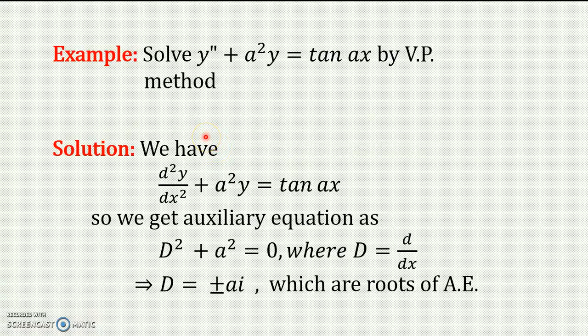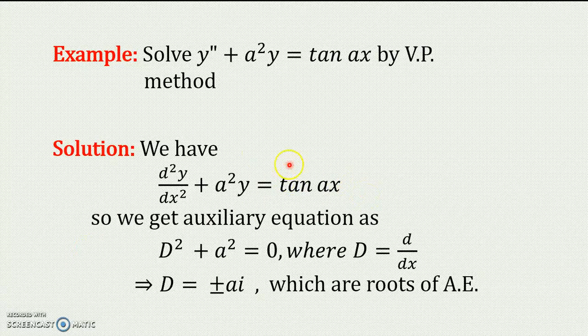In the next slide, we see one example on a second order linear differential equation. The example is: solve y double dash plus a square y is equal to tan ax by using the VP method. We have to write down the given equation as it is. y double dash is the second derivative of y with respect to x. Here y is the dependent variable and x is the independent variable, plus a square y is equal to tan ax. This is our f of x in the differential equation.